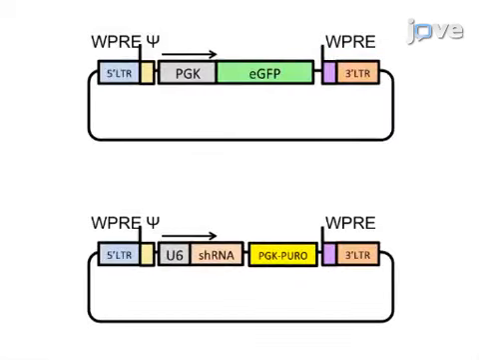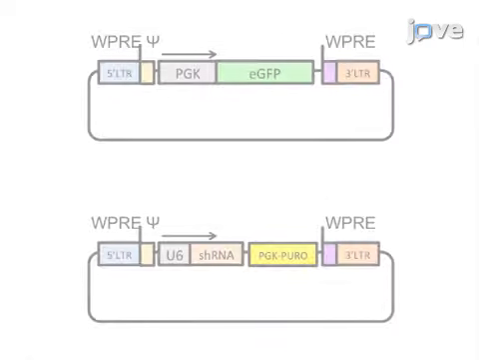Ultimately, lentiviral organoid transduction is used to generate genetic alterations in an in vitro model of the intestinal epithelium that is reliable, reproducible, and fast.